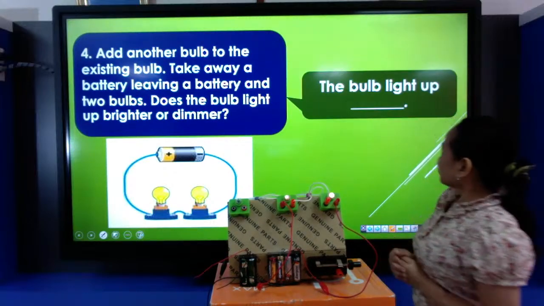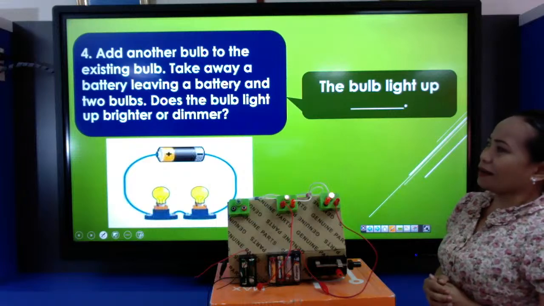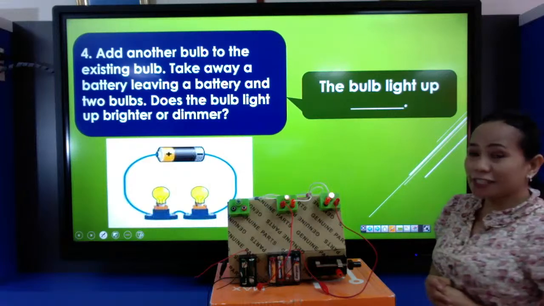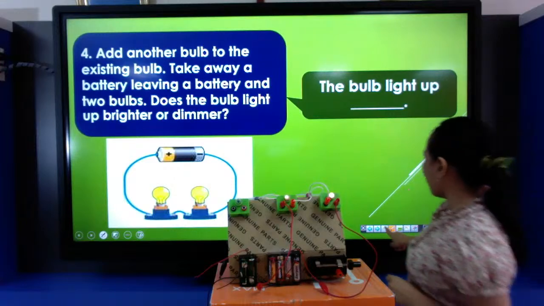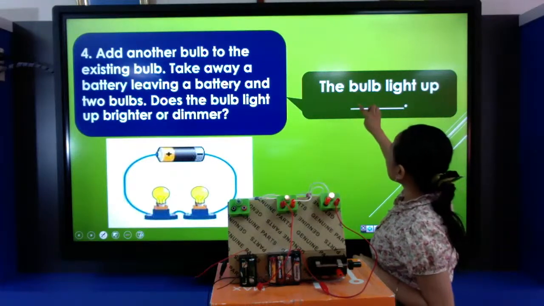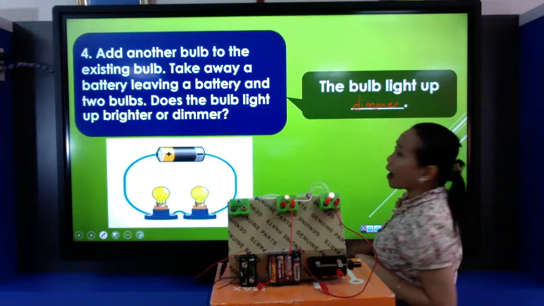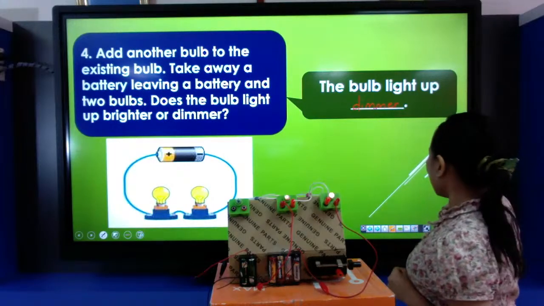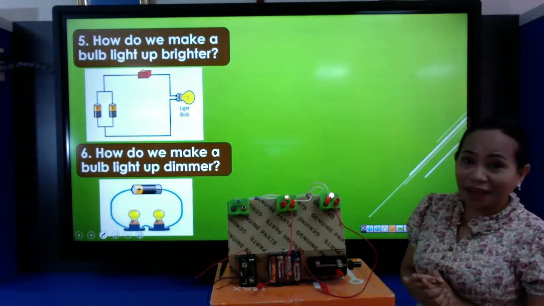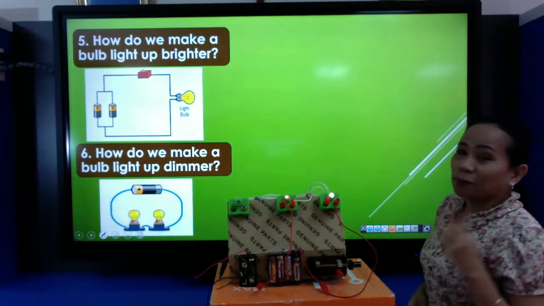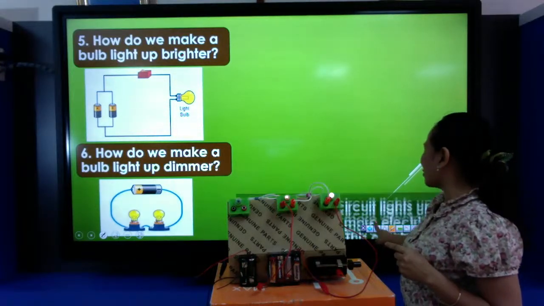Okay, so the question is, does the bulb light up brighter or dimmer in this activity? Of course, in number 4, it is dimmer, right, compared to one bulb. Next, we have here, how do we make a bulb light up brighter? You know this already. You have the answer, right?